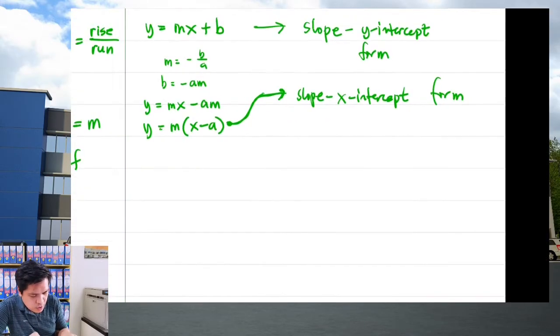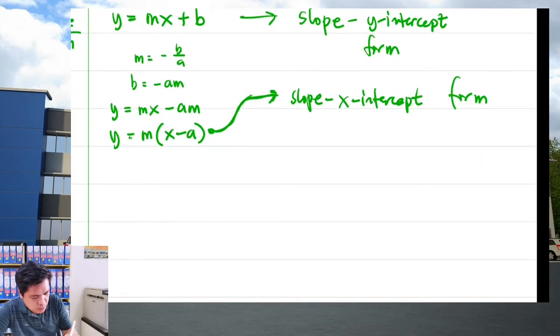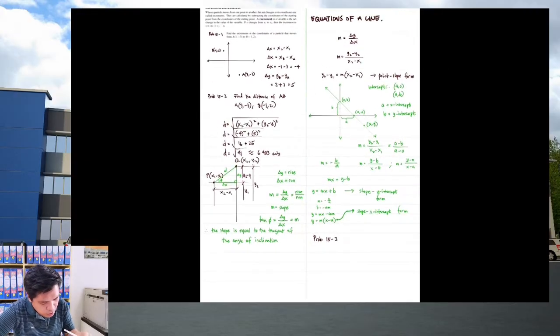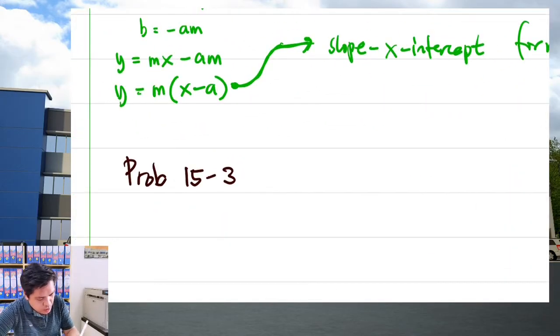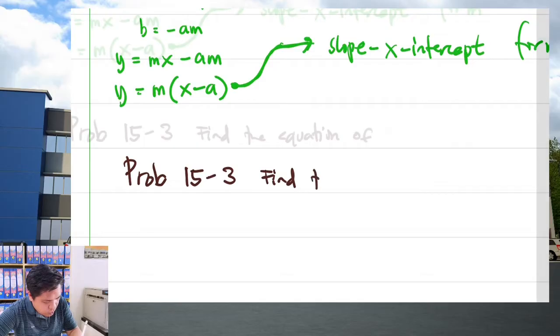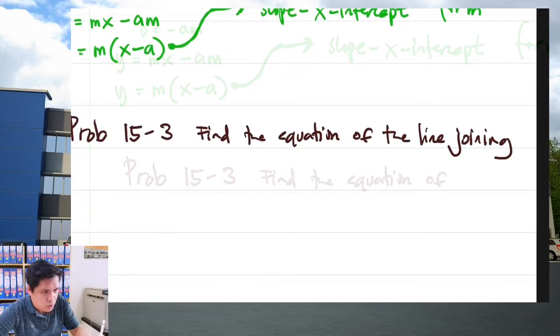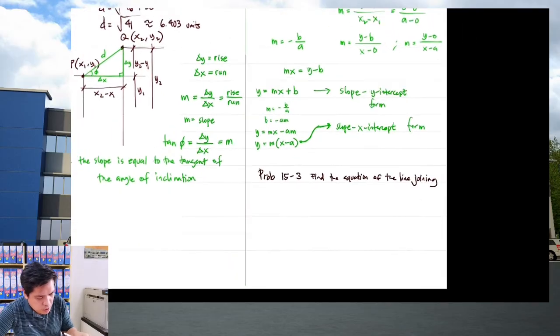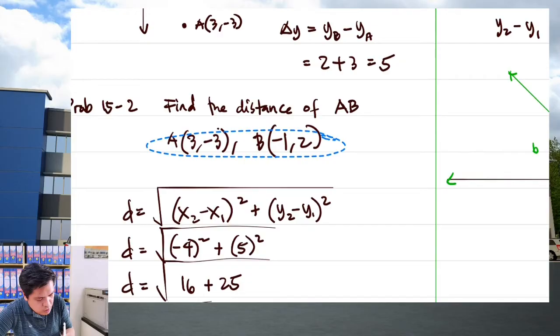Okay, now let's answer this next problem. Let's call the next problem problem 15-3. Let's use the same example. Now let us find the line joining A and B. So here it is again, let's use this same one.